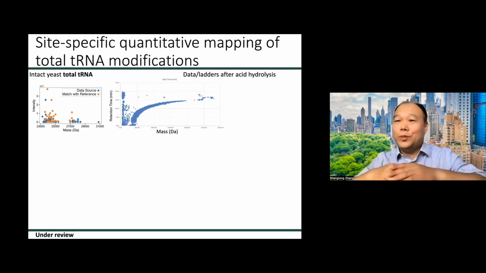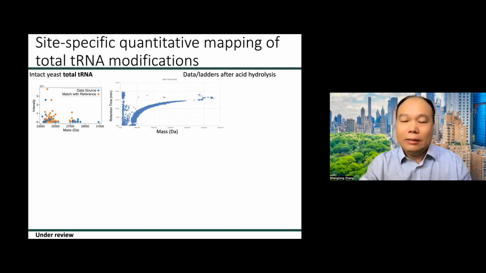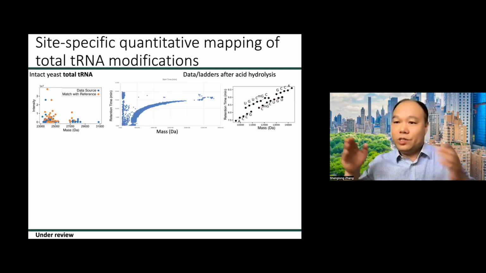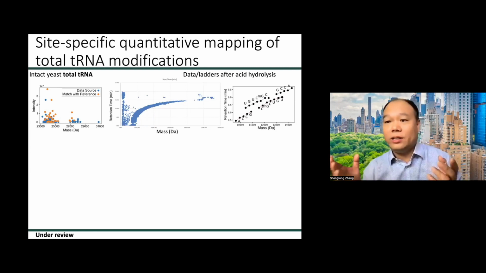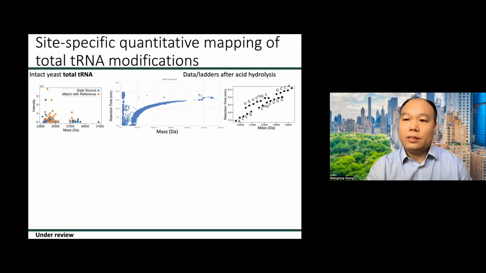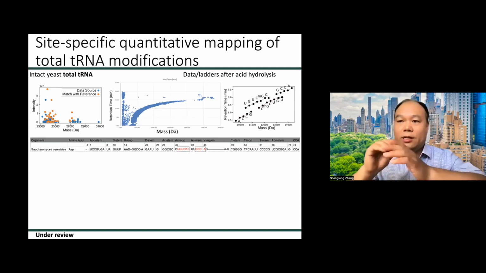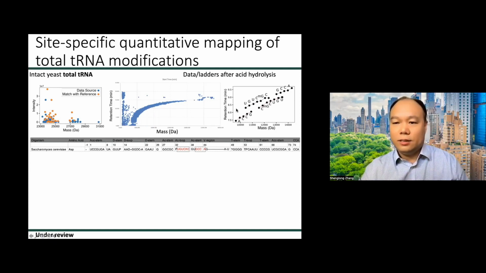Ideally, we would like to de novo sequence each tRNA type in the sample. But this, of course, is very complicated data. We're still developing the algorithm. Our current algorithm cannot read the complete sequence of each tRNA type, but we can read part of it. So with this de novo information, we can search the database to find which tRNA sequence this part of the tRNA sequence belongs to.